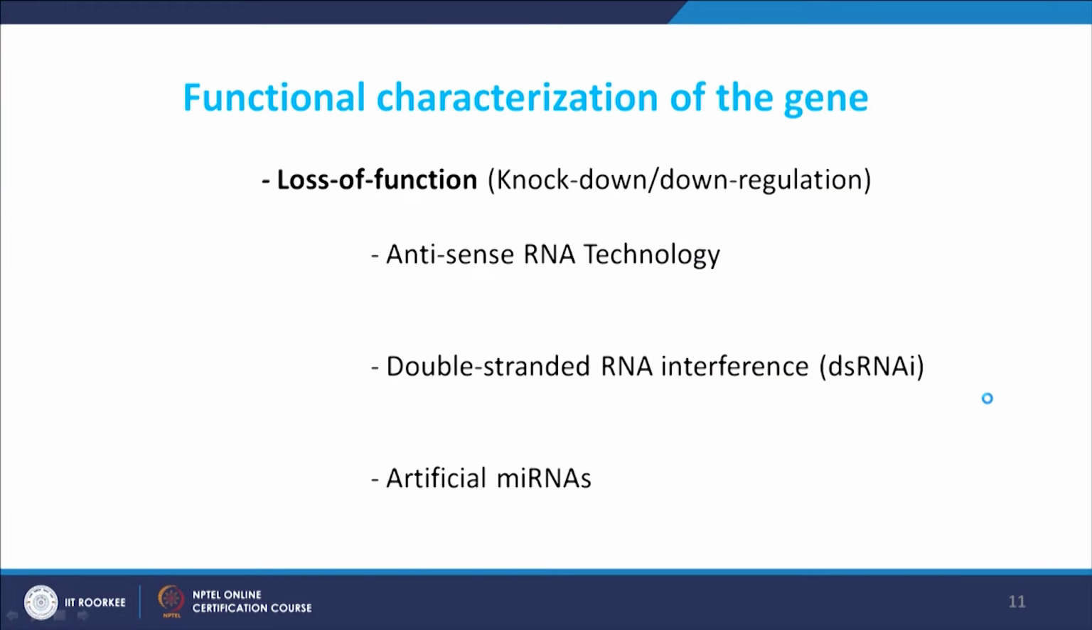One is the antisense RNA technology. This was one of the pioneer techniques, but these days there are many more techniques. The second method is double stranded RNA interference or artificial microRNA.